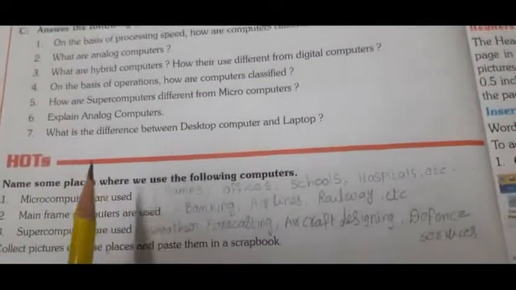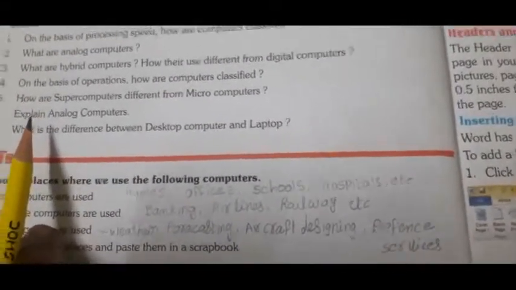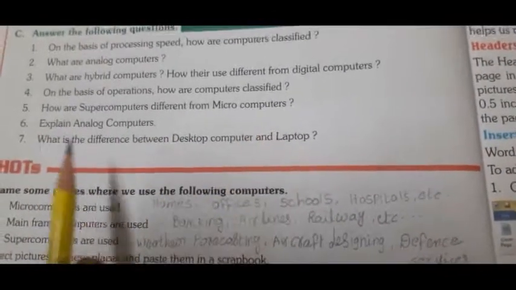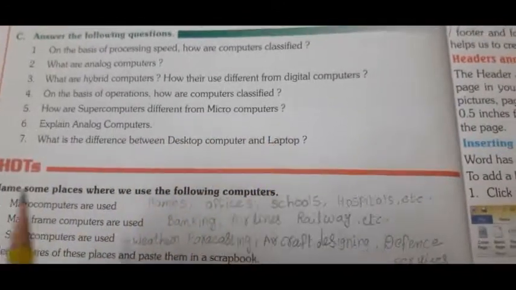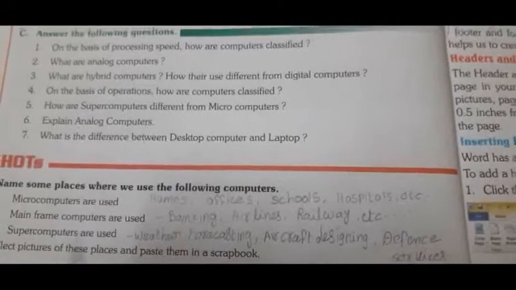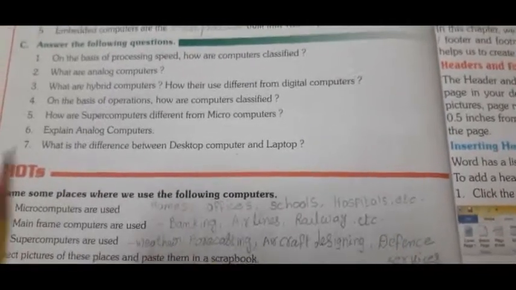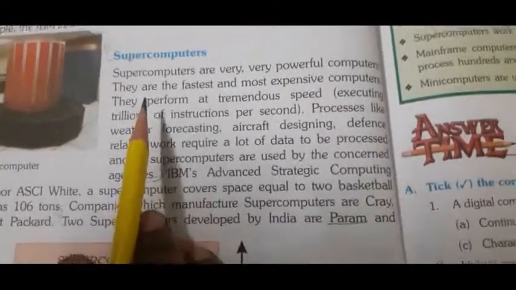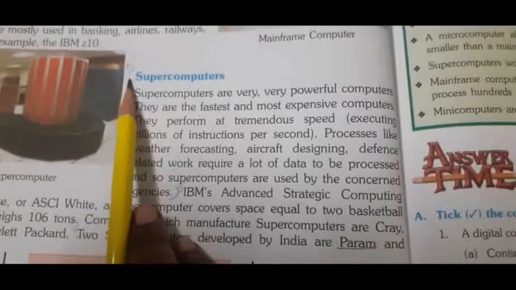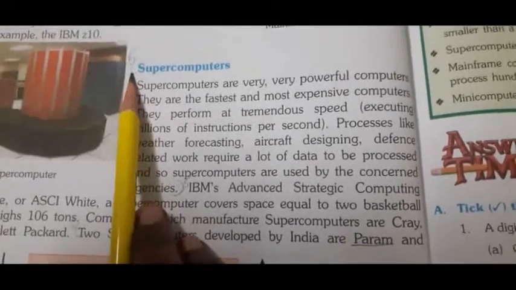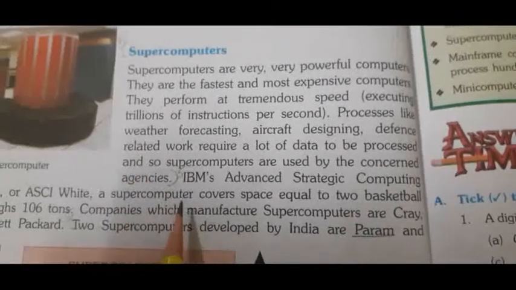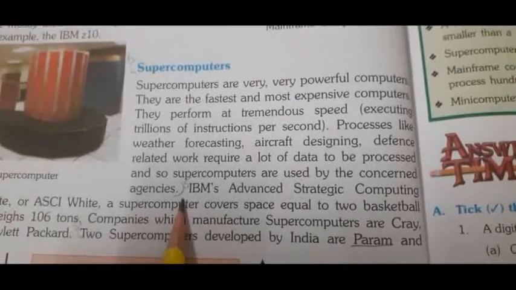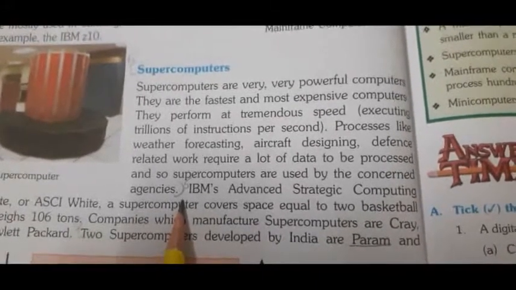See, what is the fifth question? How are supercomputers different from microcomputers? For this question, see page number 8. Supercomputers is there, no? From the side heading onwards, supercomputers. From the side heading onwards, here you see agencies. Is there, no? Agencies. Up to here you write.